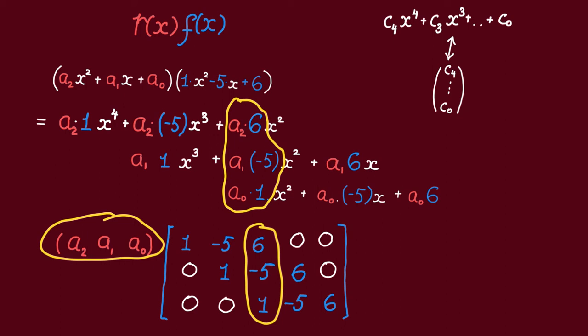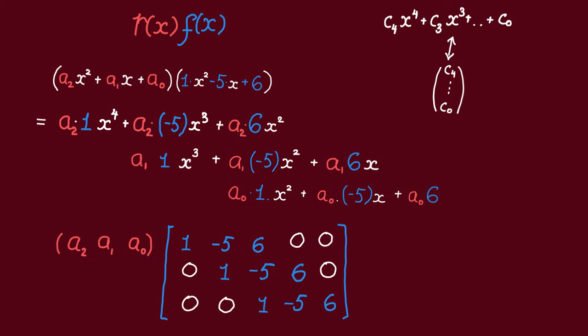Do you see the pattern here? Observe that the vector corresponding to this polynomial can be obtained by multiplying this with this matrix. And how do we get this matrix? Well, observe the way that I have arranged these rows. Doesn't this matrix look a lot like the blue coefficients in these rows? And where do these come from? Well, they are the coefficients of f.